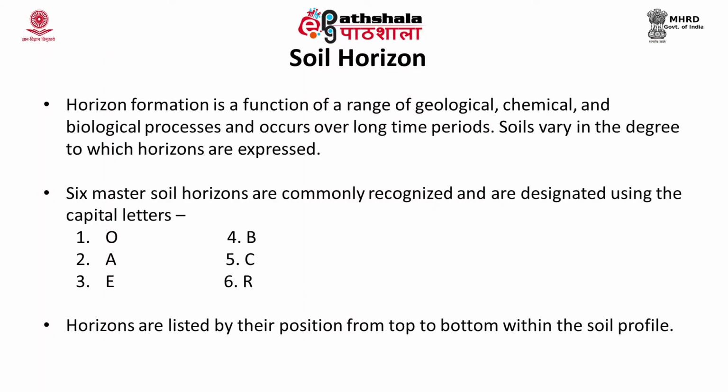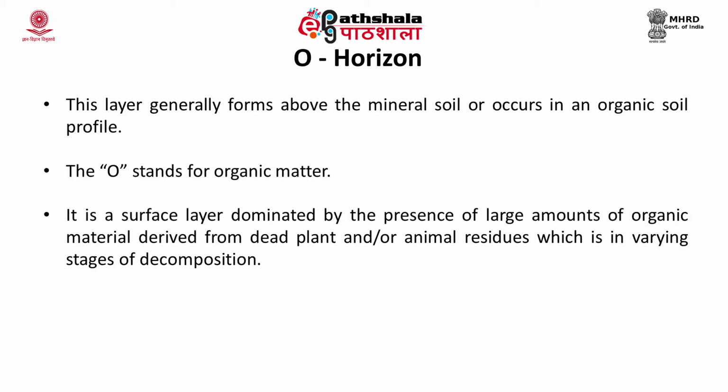Now, from the diagram it is shown that the different soil horizons are present in the soil. For example, O, A, E, B, C and R horizons, which are depicted in the diagram very clearly. We start with the O horizon. This layer generally forms above the mineral soil or occurs in an organic soil profile. The O stands for organic matter. It is a surface layer dominated by the presence of a large amount of organic material derived from dead plant or animal residues, which is in varying stages of decomposition.